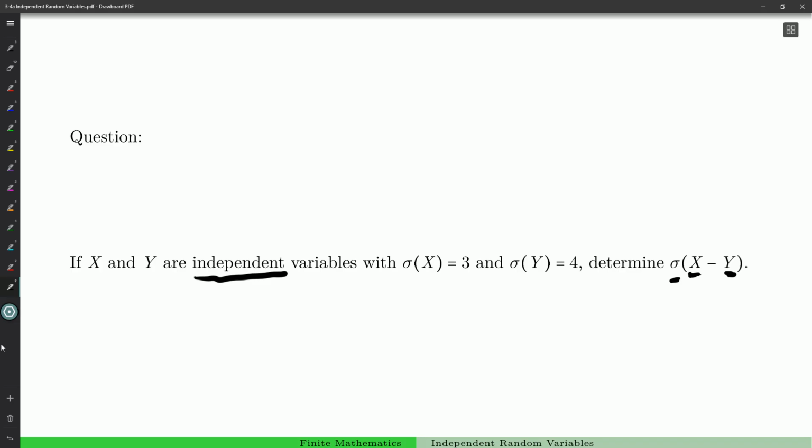Well, we didn't have any. So is this question impossible? No. But we're going to have to go hunting for something else. We don't have a formula for standard deviation of x's and y's.